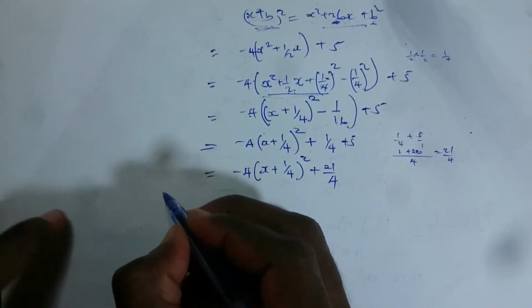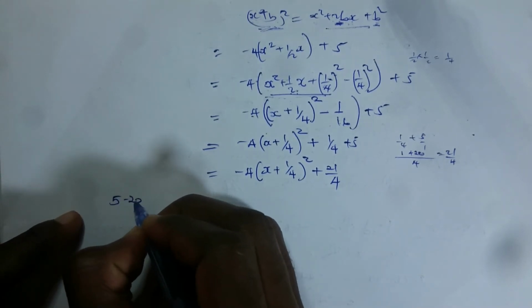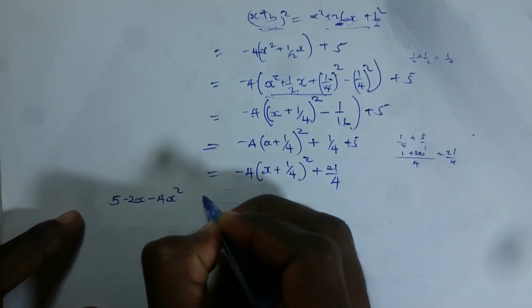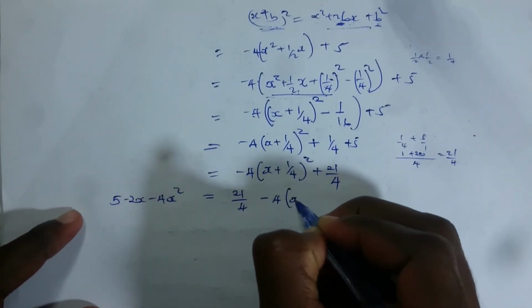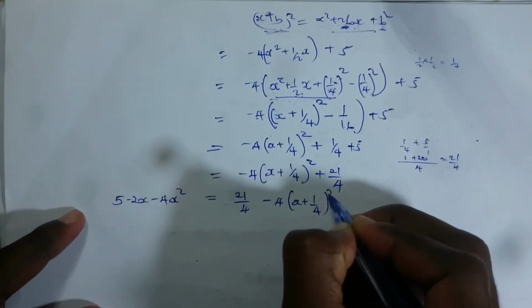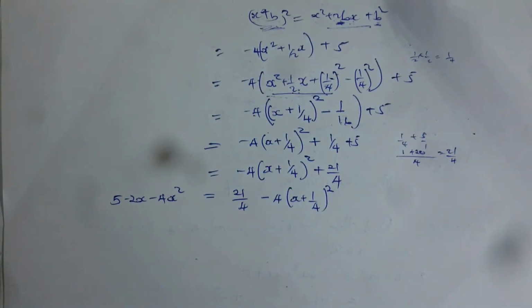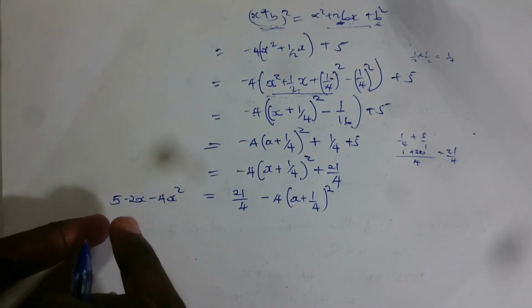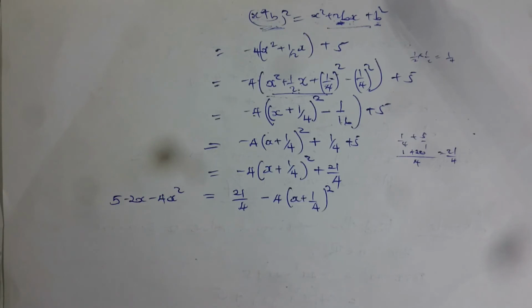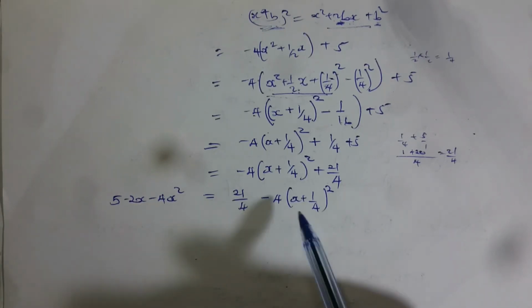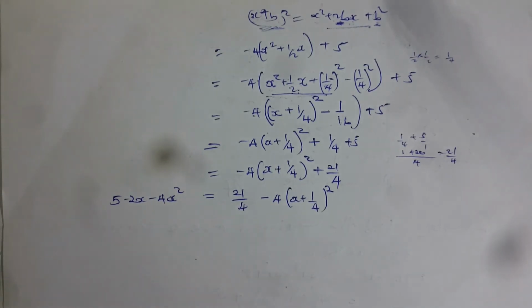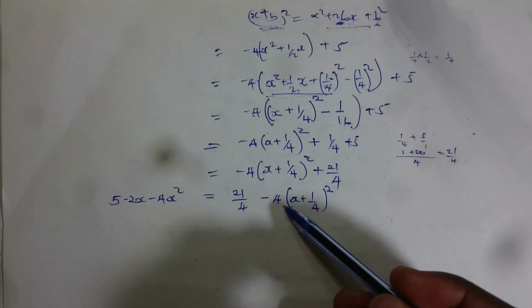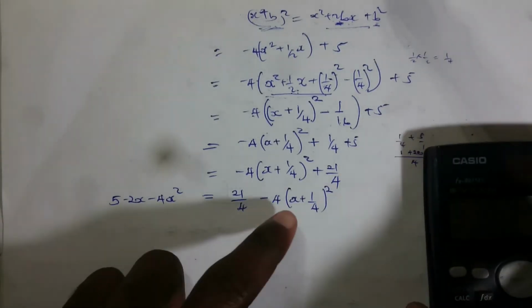So the expression we had, 5 minus 2x minus 4x squared, equals 21 out of 4 minus 4 into x plus 1 out of 4 squared. Now they wanted to find the maximum value of this expression, 5 minus 2x minus 4x squared. That means we have to check the values of x for this case and see how the expression behaves.